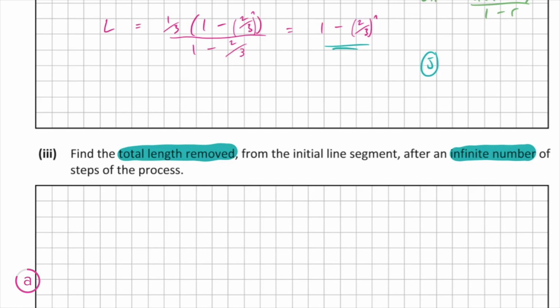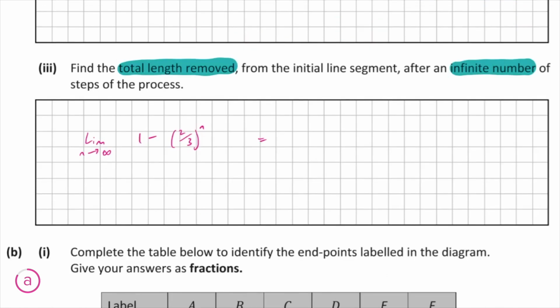But I actually think it's much easier just to use 1 minus 2/3 to the power of n as n approaches infinity. So this is just going to be equal to 1, which stays the same, minus 2/3, which is less than 1. So we're going to be multiplying that by itself, and that is obviously going to approach 0. So we just get 1 minus 0, which is equal to 1.